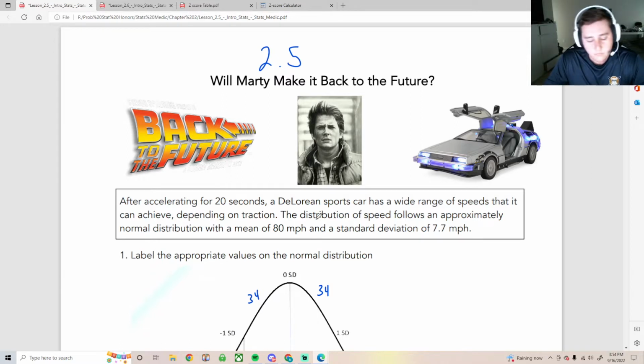In any case, I figured we'd run through 2.5 and 2.6 now, to give us a kind of a head start going into next week. So these are the 2.5 notes. Will Marty make it back to the future?